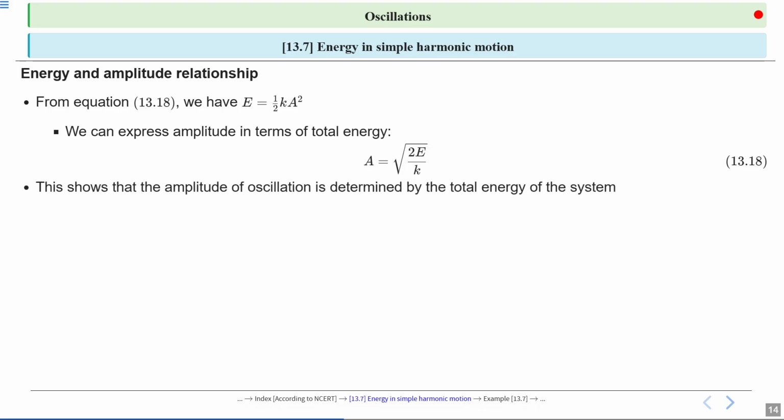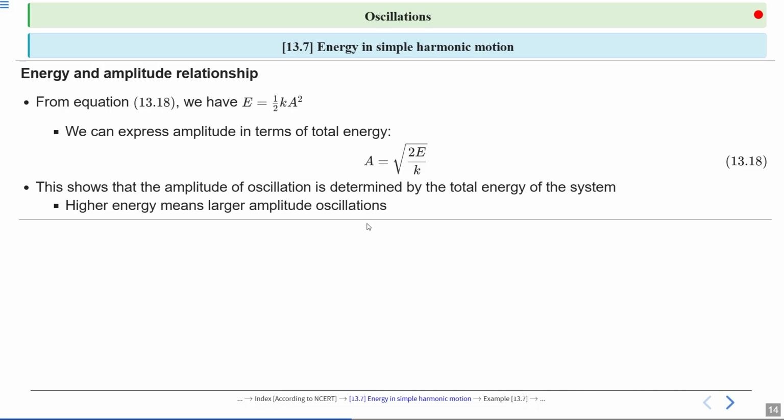This relationship shows us that the amplitude of the oscillation is directly determined by the total energy in the system. If we add more energy, the system oscillates with a larger amplitude. For instance, if you pull a spring further and let go, you are giving it more energy, so it swings out farther. Higher energy leads to larger amplitude oscillations. This is a fundamental idea in oscillatory motion and helps explain why a system with more energy moves more dramatically.